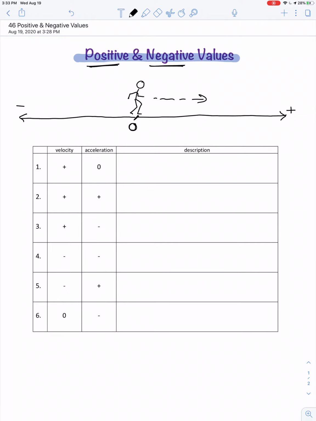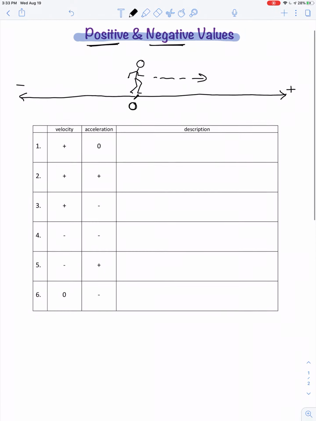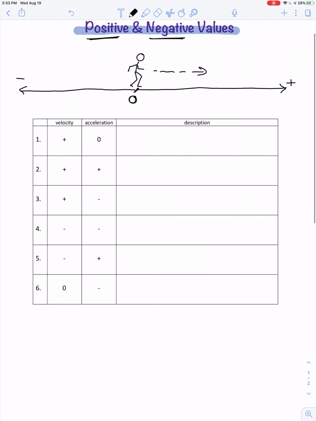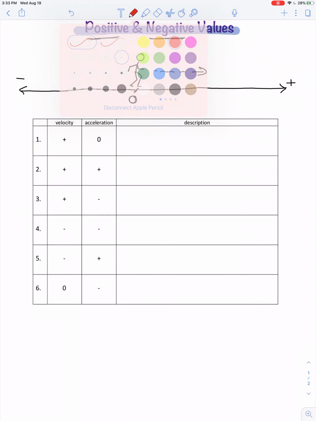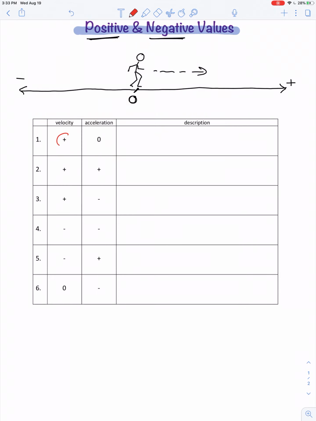So I provided 6 examples here. Actually, you're going to provide the examples, but I've offered 6 cases in which the velocity and acceleration can either be positive, negative, or 0. And I'll fill out the first couple and give you a chance to see if you can figure out the rest. So, is there a possible case where an object could have a positive velocity yet have 0 acceleration?